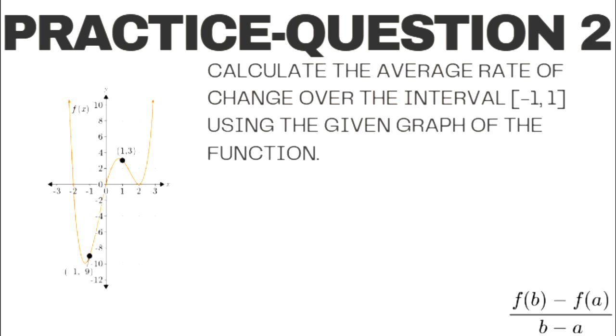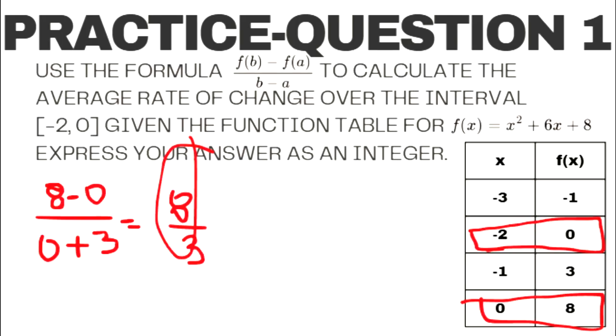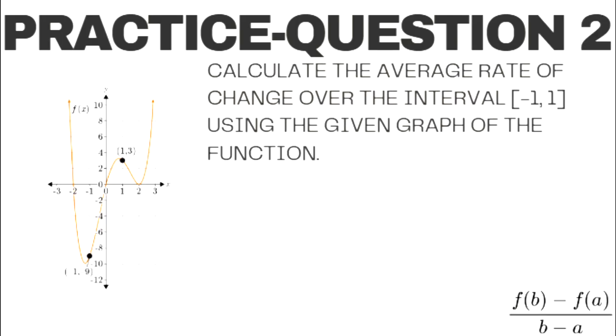Okay. Here's practice question number 2. If I put all the numbers in the right place, make sure I did, because you never know with me. Practice question number 2. Calculate the average rate of change over the interval -1, 1 using the given graph of the function. Pause the video, solve it, come back.